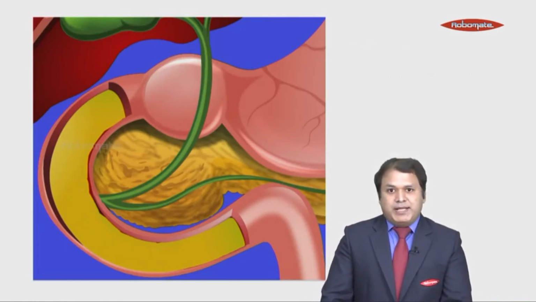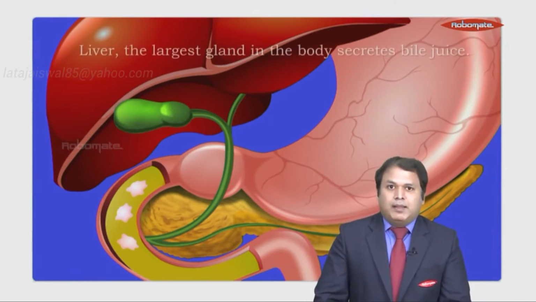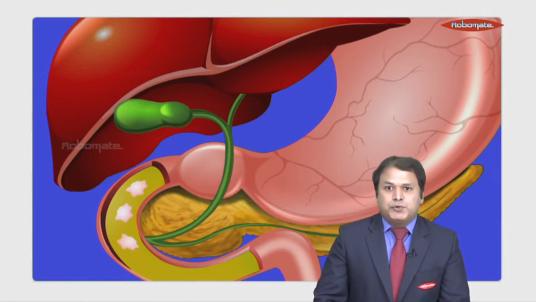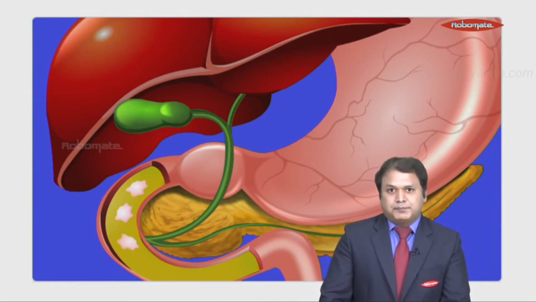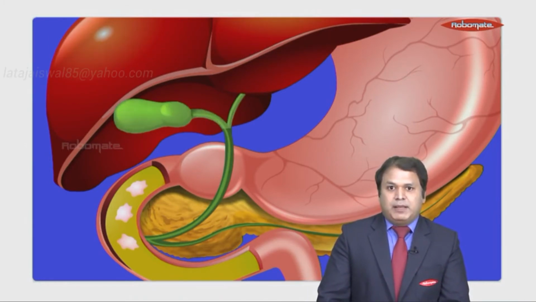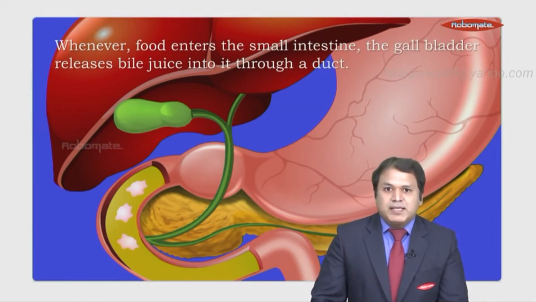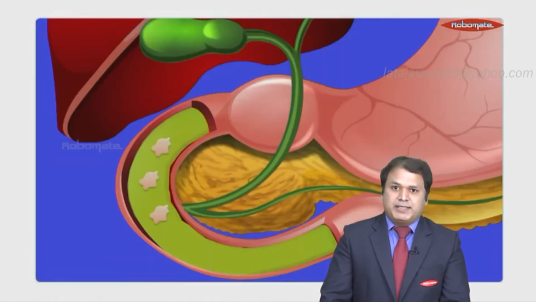Once the food enters the small intestine, you can see the liver and the gallbladder. Now what happens is, the liver, which is the largest gland in the body, secretes a juice which is called the bile juice. And this bile juice is stored inside the gallbladder. So you can see the liver secreting the bile juice which is stored in the gallbladder. Now whenever the food enters the small intestine, the gallbladder releases bile juice into it through a duct. So you can see the gallbladder releasing bile juice through a duct, that is a pipe, in the small intestine.